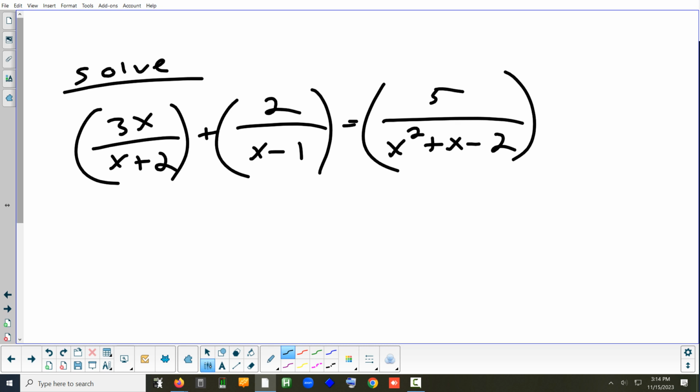Let's check what happens if we multiply x plus 2 and x minus 1, and let's make sure it's x squared plus x minus 2. Just check it. What's x times x? X squared. And then x times negative 1, negative x, and x times 2, 2x, and 2 times negative 1, negative 2.